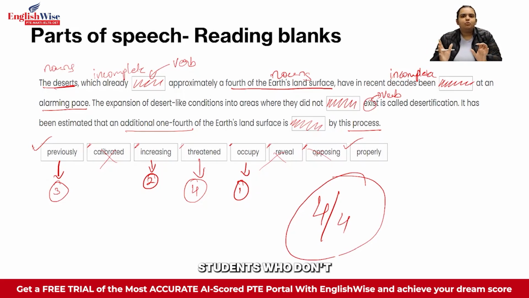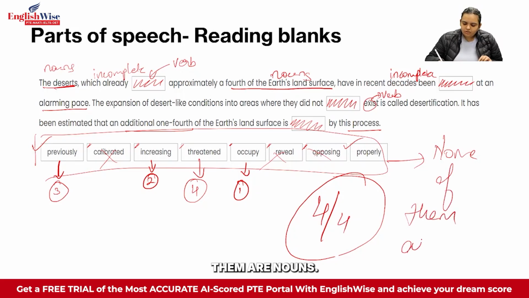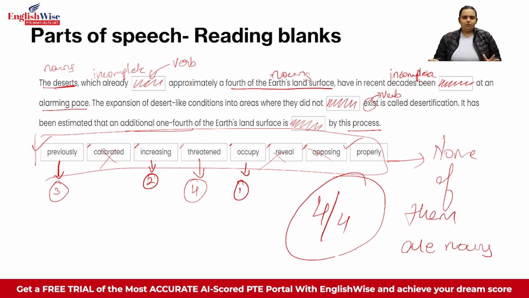A lot of times students who don't really know their basics very well, they will try to put all the answers one by one. So they will put previously for the first answer, they'll put calibrated, they'll put increasing, and that's where they will start making mistakes. Okay, the other thing that you could have identified over here was that none of the options are nouns. If you remember the suffixes or the golden rule of finding out the nouns, you can understand that none of the options are nouns. So whenever you will have your blanks, it will only be a verb. If the sentence doesn't make sense, it will only be a verb that is missing in the sentences.